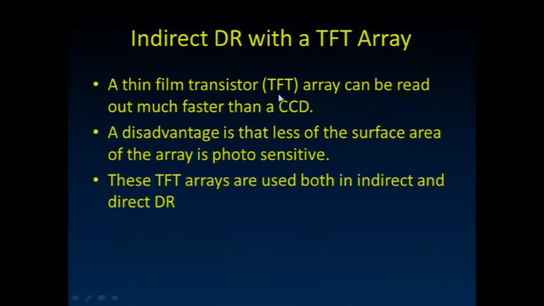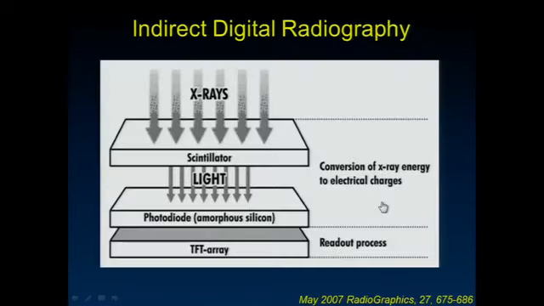Thin film transistor arrays, it turns out, can be read out much quicker than a CCD array in a camera. I won't go into why that's the case, but that's one of the reasons we like those better, especially for a flat panel fluoro system where we need images in fairly quick succession. The disadvantage compared to a CCD is that less of the surface area is photosensitive, so they're going to detect less of the visible light. I've shown you that they can be used in both indirect and direct. You saw the amorphous silicon and the amorphous selenium ones in that picture.